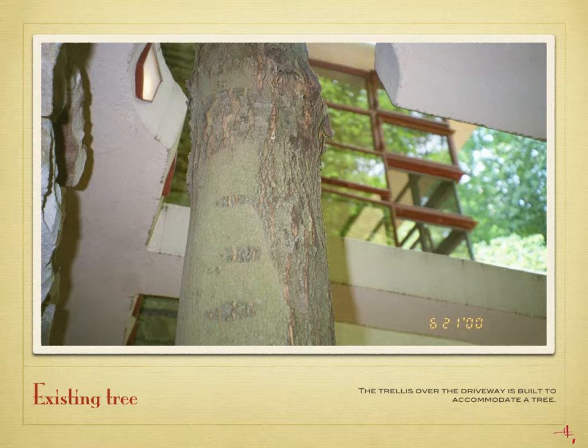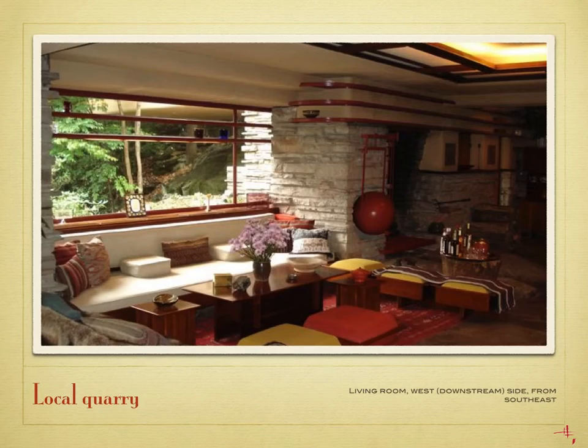I don't know if you can see it up there. It's literally cut out so the tree goes in the middle. An existing tree goes through the middle of the house. They built the house around the tree. There's stone floor in the living room. This is the living room. It's quarried from local rocks to keep that locality and environment in there.